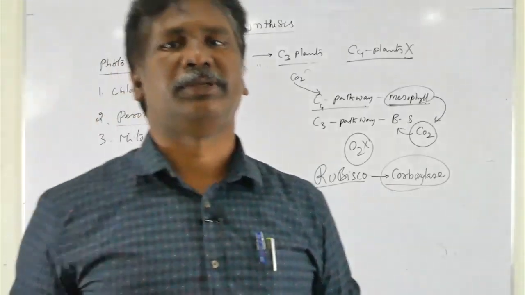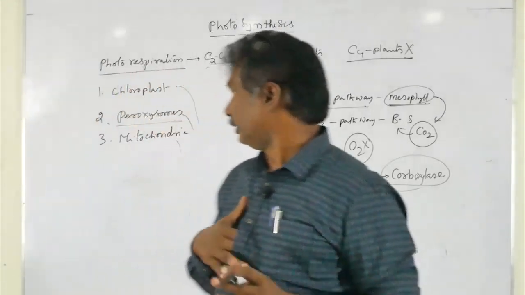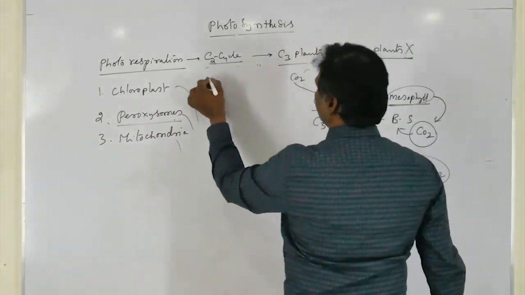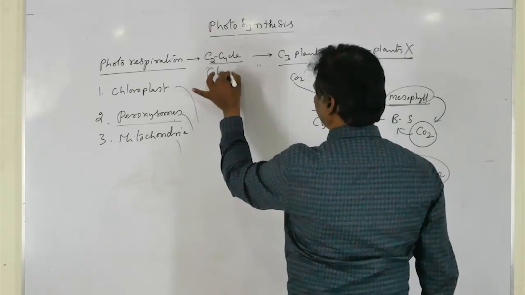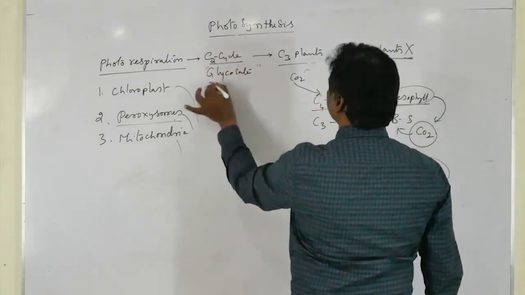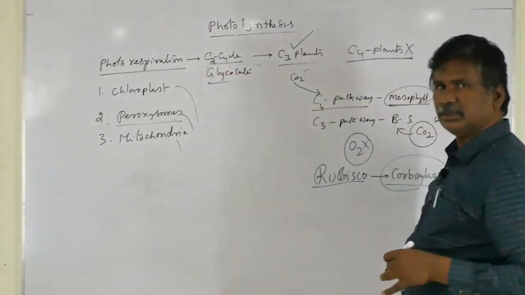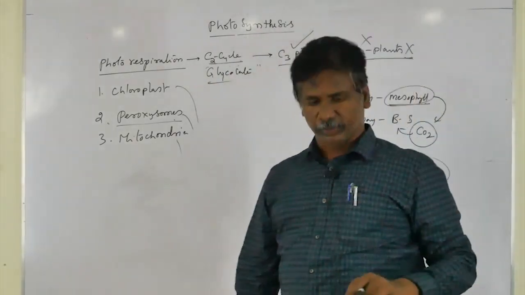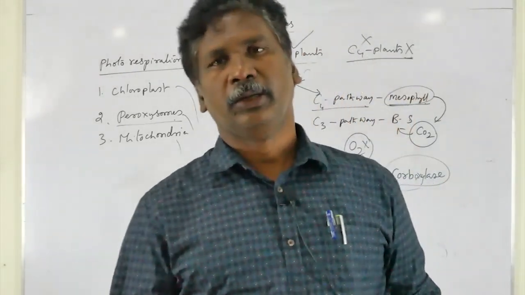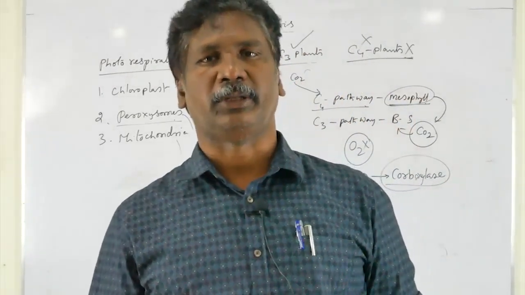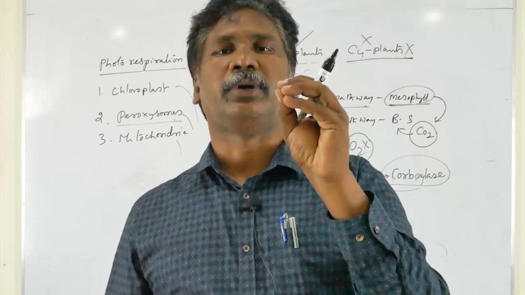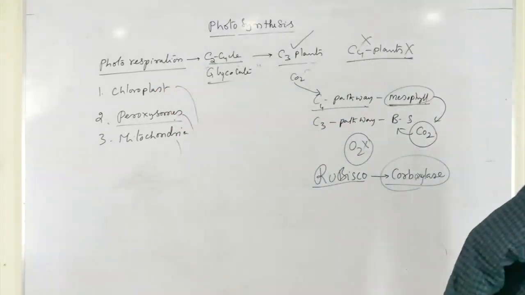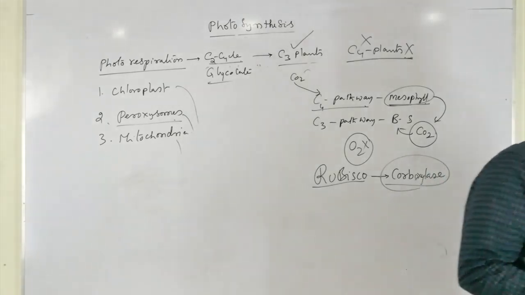Okay, so this is another topic, photorespiration, also called the C2 cycle. It is also called the glycolate pathway. It is only present in C3 plants and absent in C4 plants. Next we are going to another topic, that is factors affecting the rate of photosynthesis.